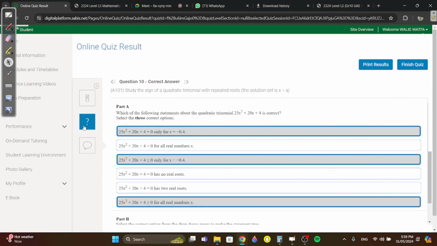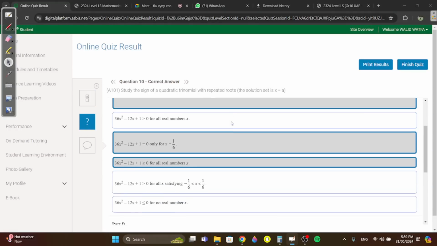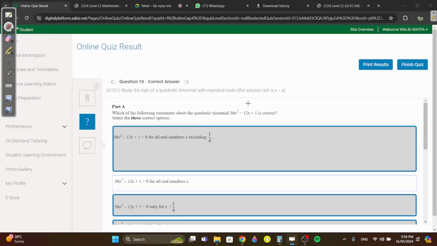Question 10. Okay, what is, why is this like this? Okay, what is true about this trinomial? Okay, it's factorable. You're going to get 6x minus 1 squared.